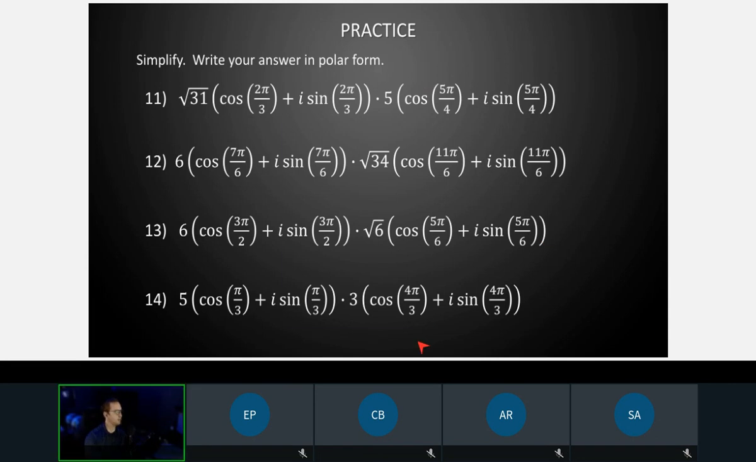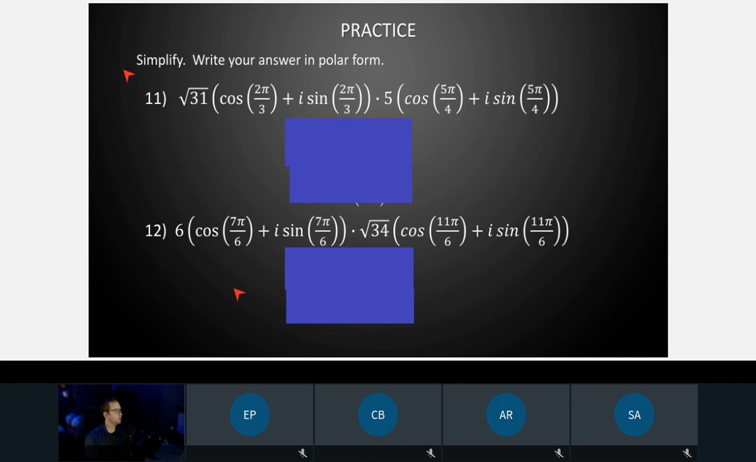All right, so look at number 11 and 12. We are multiplying these two complex numbers that are in polar form together. So again, the formula says we multiply the R values. So you do rad 31 times 5. Do that first. And then what do we do to the angles again?